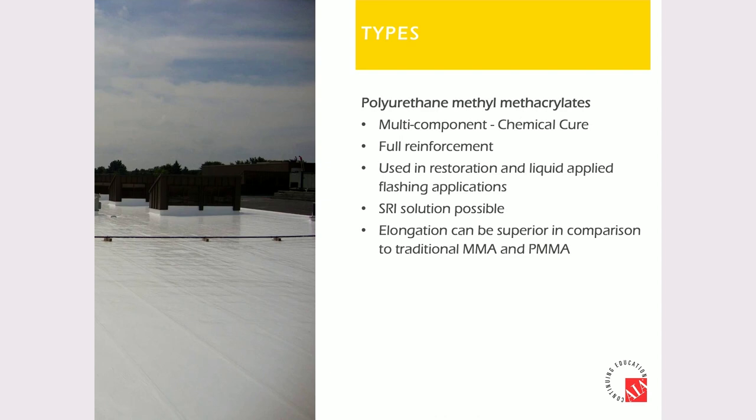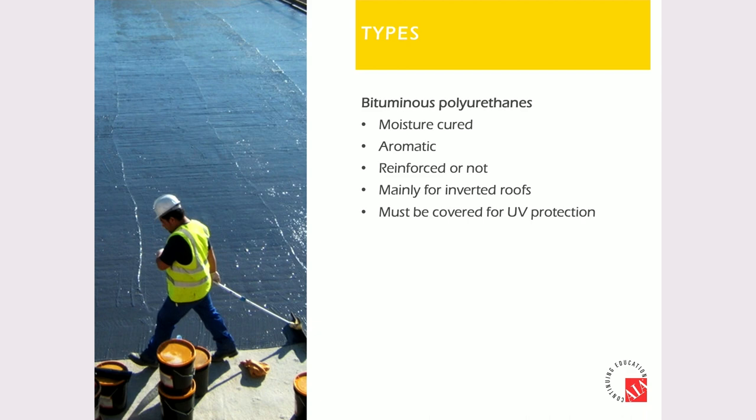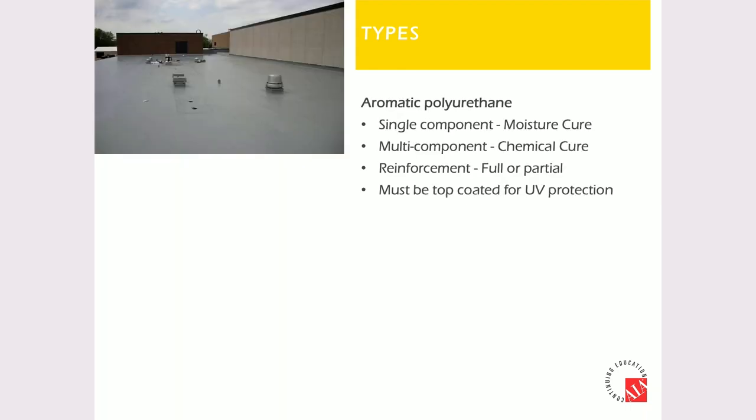So this is the PUMA, the polyurethane hybridized coatings, and then bituminous polyurethanes. These are going to be some, again, of those hot asphaltic type pedestrian traffic coatings for plaza decks and terraces. There are two types of urethanes, and both of them need to be used in the correct application sequence.